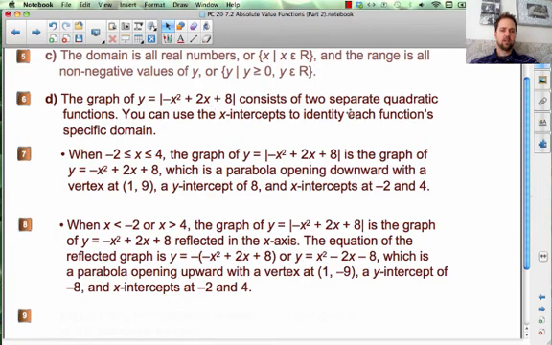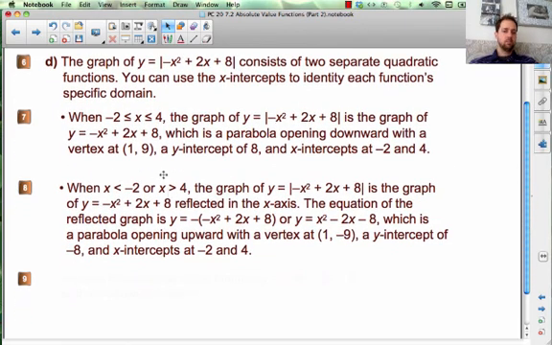So the graph of this thing consists of two separate quadratic functions. One of them is just the regular function. That would be the upward hump. From -2 to +4, we just use this regular quadratic function that opens down because everything's above the x-axis between -2 and +4. So when x is between -2 and +4, we just use this one. Okay, we just take whatever's inside the absolute value brackets, and that's our function.